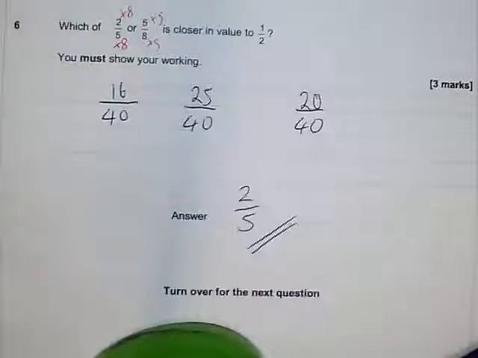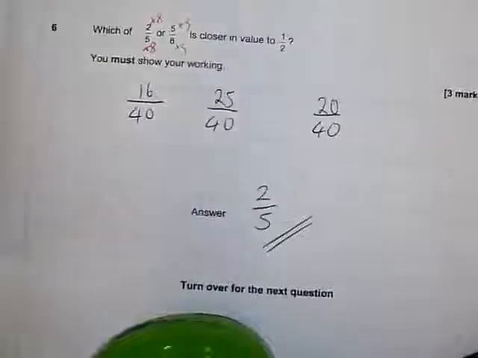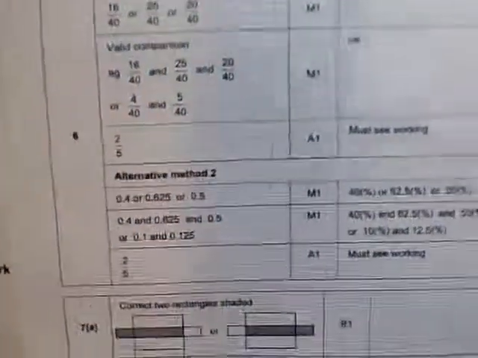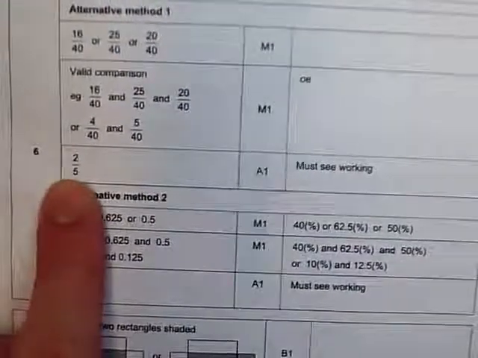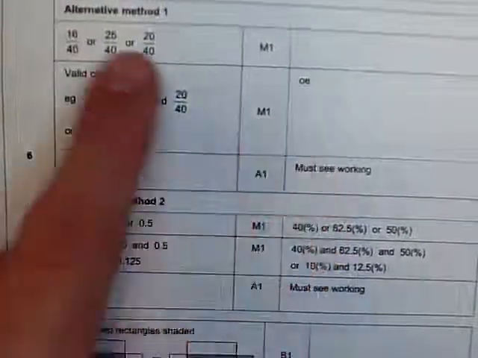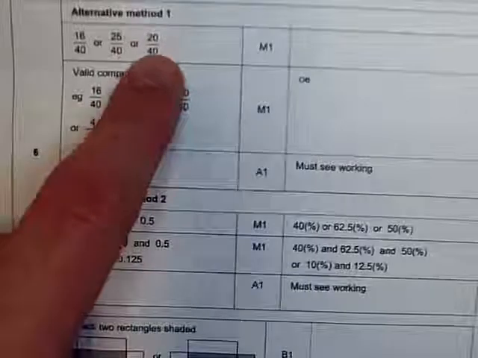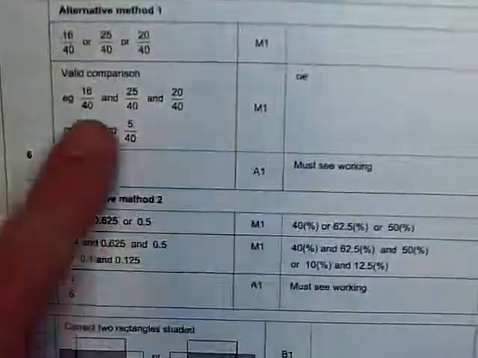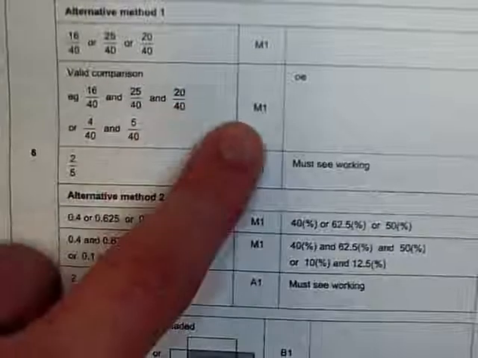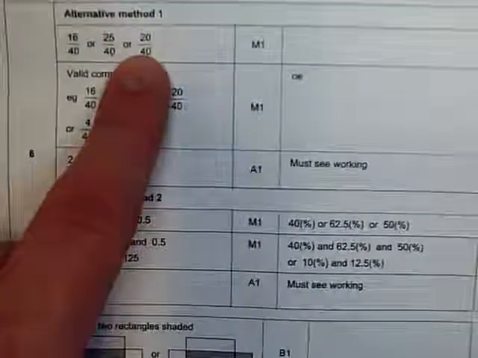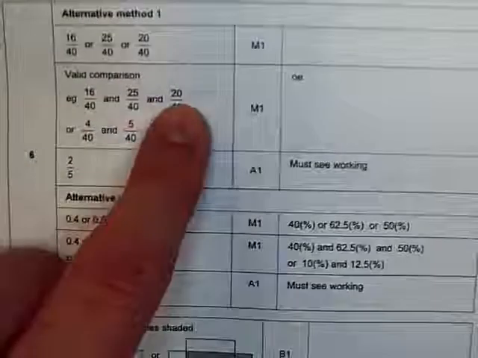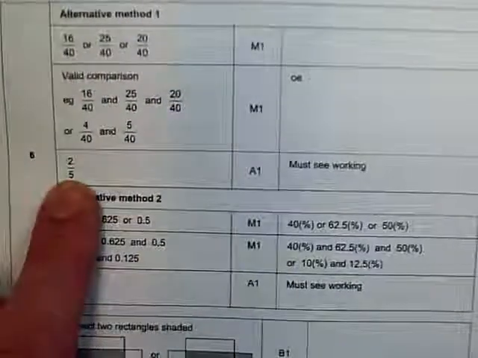If we have a look at the mark scheme, just to confirm this, on question 6, you get your mark for that, but you must see it working. If you wrote 16 over 40 or 25 over 40 or 20 over 40, you get 1 mark. And if you've done all 3, then you get the second mark. So you get 1 mark for getting 1 fraction correct, 1 mark for getting all 3 fractions correct, 1 mark for saying 2/5.